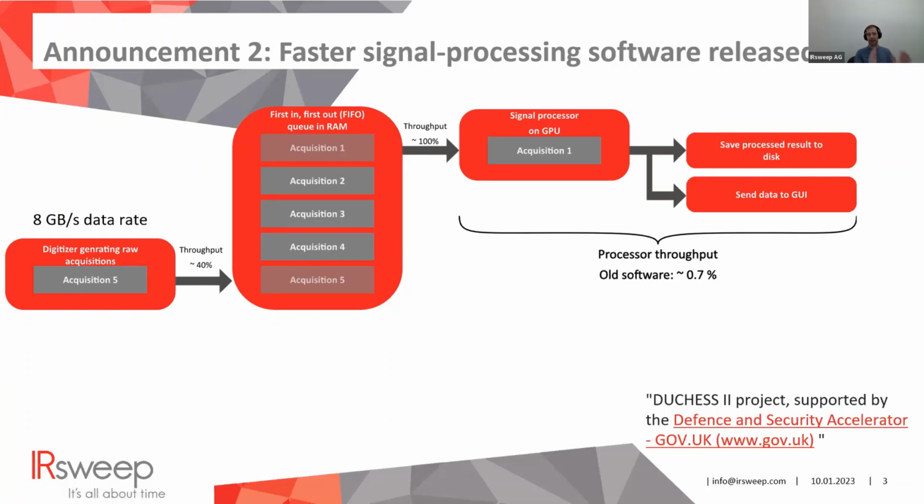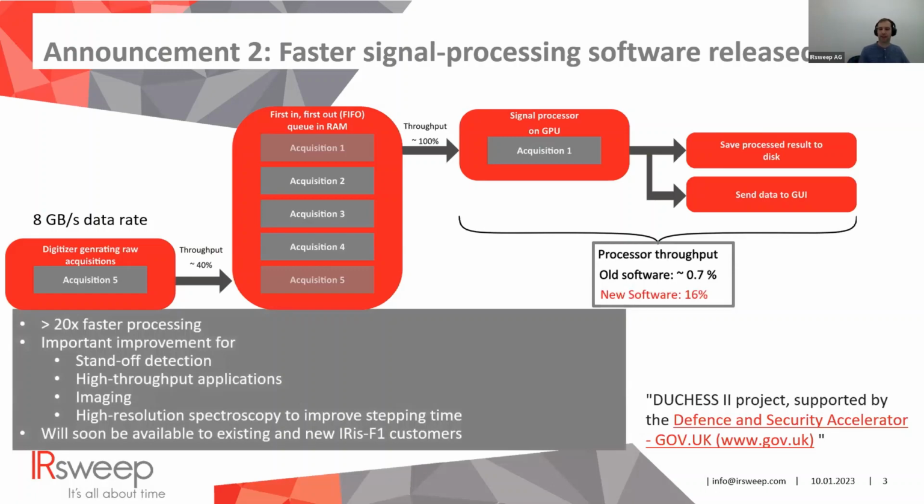So that means if you took a 10 millisecond measurement, it took you 1.5 seconds until you actually got the result out of this. Now, our software team did a great job over the past year to get this number up, and we are now ready to release this new software with a data throughput of 16%. So now, if you start with a 10 millisecond measurement, after only 60 milliseconds, you will have your data. And this is important for everyone who has to do many measurements in a short time.